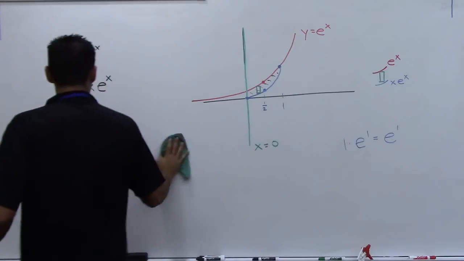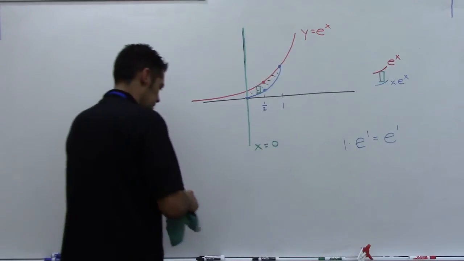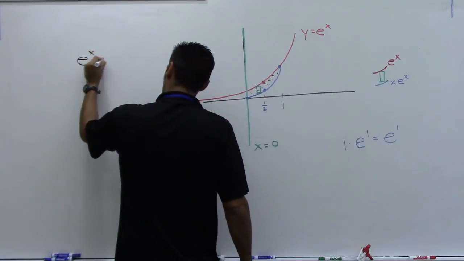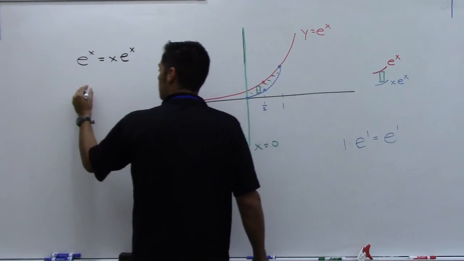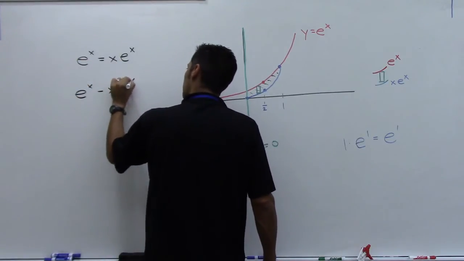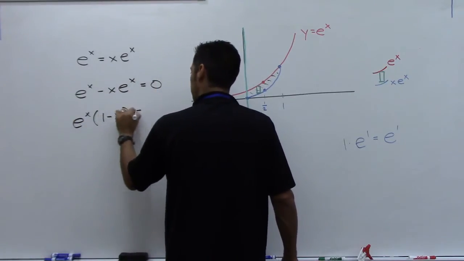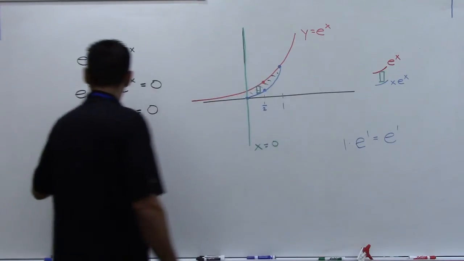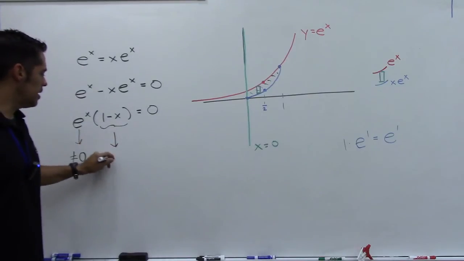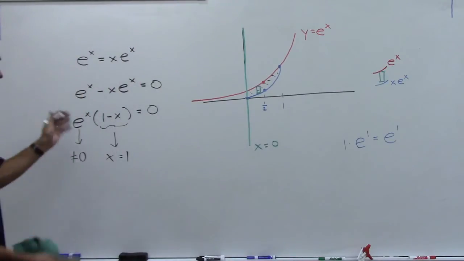I don't necessarily need to figure out the intersection point, but I'll show you real quick how you would do that if you had to. If you set e to the x equal to x e to the x, what you would do is not divide both sides by e to the x. You'd move this one over to the other side and factor out e to the x. You set these both equal to 0. E to the x can never be equal to 0, so we're not worried about that. But this one, set to 0, you get x equals 1, which corresponds to that point right there. So that's more of an FYI thing.